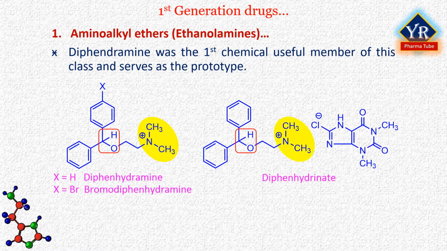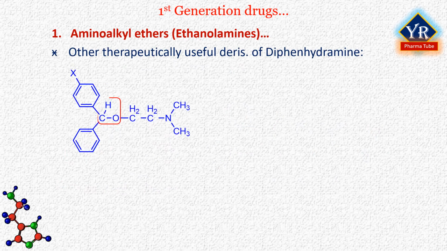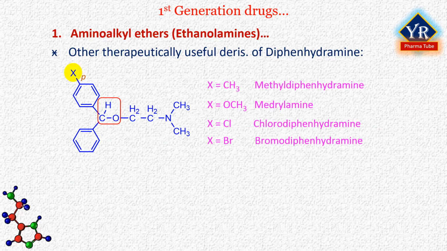Dimenhydrinate is the 8-chlorotheophyllinate salt of diphenhydramine and is recommended for the nausea of motion sickness and for hyperemesis gravidarum, that is nausea of pregnancy. Other therapeutically useful derivatives of diphenhydramine have been obtained by para-substitution of one of the phenyl rings.